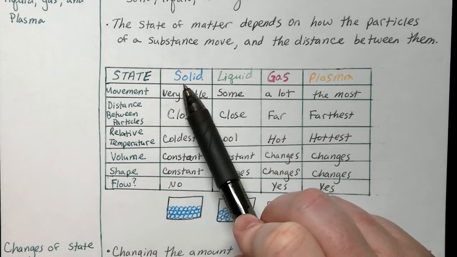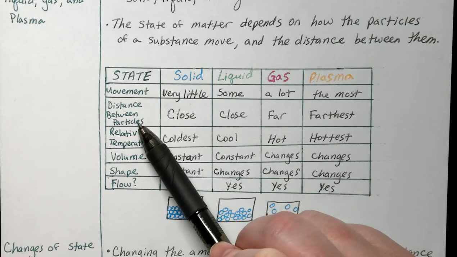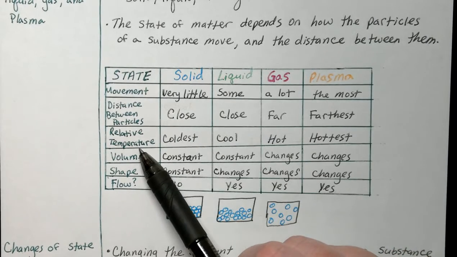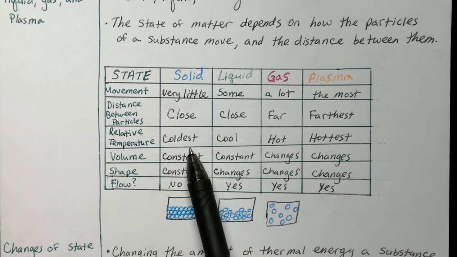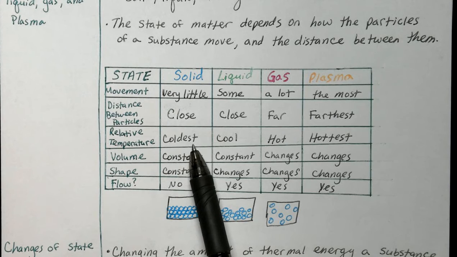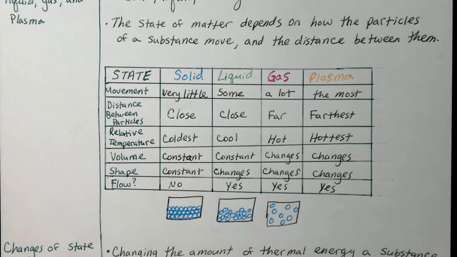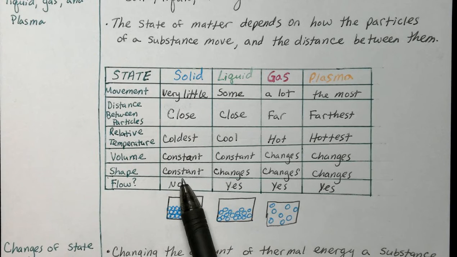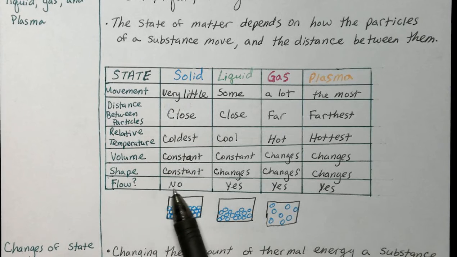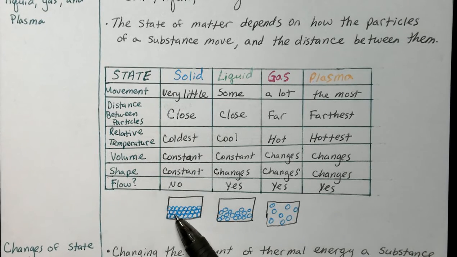So a solid would have very little movement. The particles would be very close together. If I compare the temperature of a solid, liquid, gas, or plasma of the same substance, the same element, a solid is going to be the coldest. It's not always going to be cold, but it's going to be the coldest compared to its liquid, gas, or plasma form. Its volume is constant. Its shape is constant. That means they don't change. It does not flow. And a solid, its particles might be packed very closely together, kind of like this.